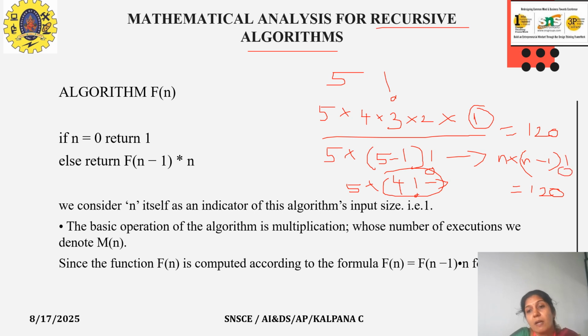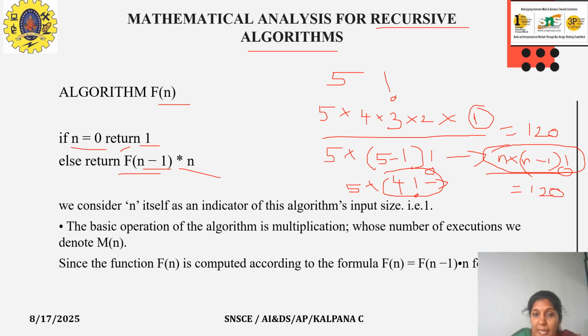Okay. So if I want to convert this into a recursive function, what can I do? This is the recursive function for factorial, function f of n. Inside that, if n is equal to 0, it returns 1. Else, I am going to calculate f of n minus 1 into n. That's what we have done here, n into n minus 1.